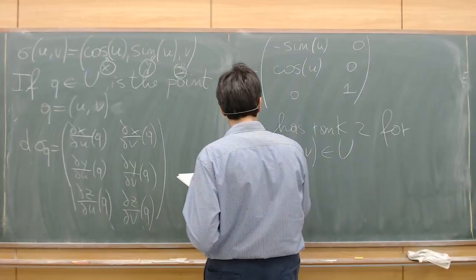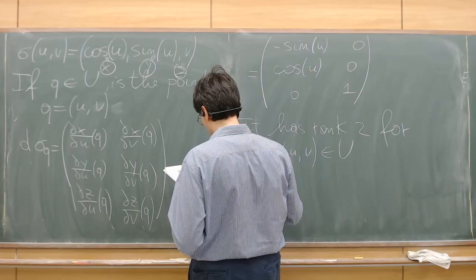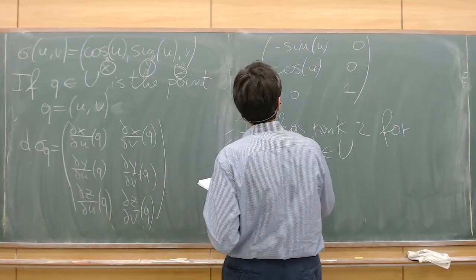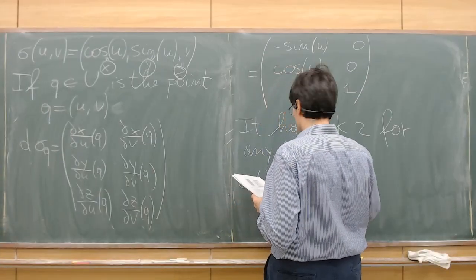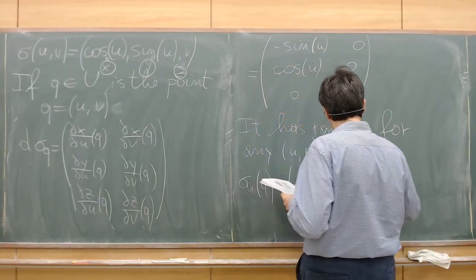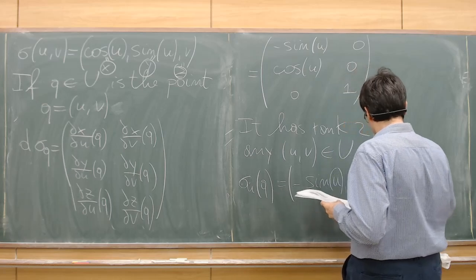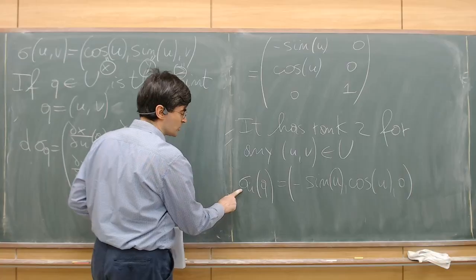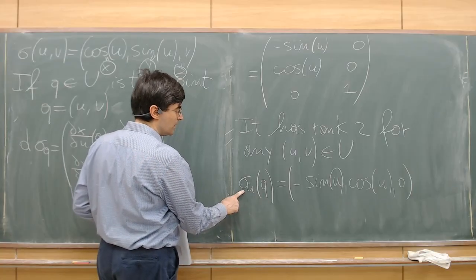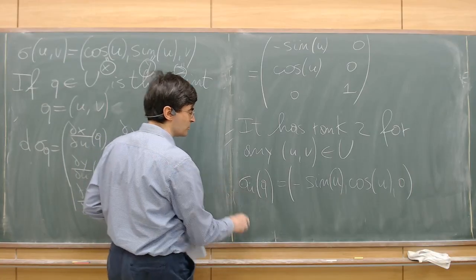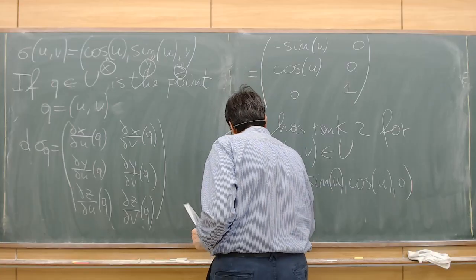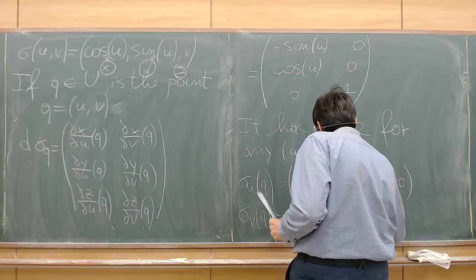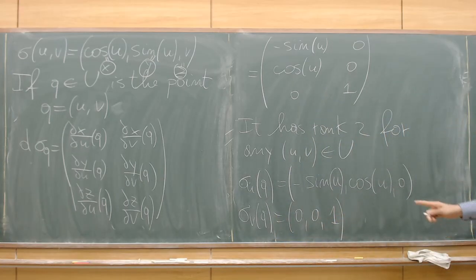In fact, minus sinus of u, cosinus of u, 0, and this is of course sigma u at q, that is the partial derivative of sigma with respect to u, and sigma v at q equal to 0, 0, 1 are clearly linearly independent.